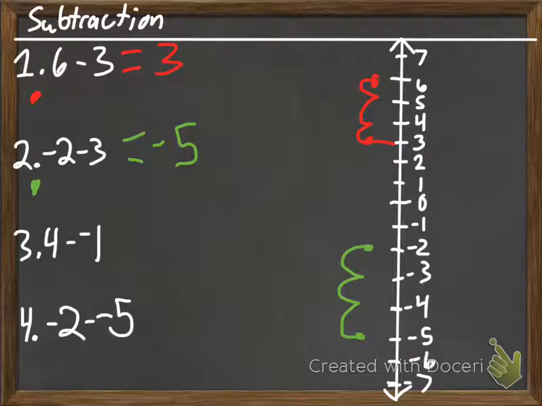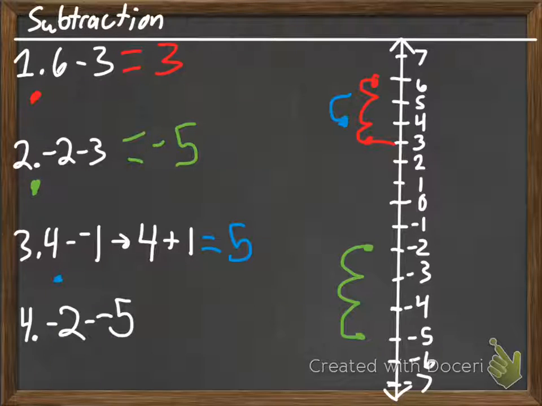Now the next case is very interesting, the next two. We have a positive subtracting a negative. Now this is actually an improper notation to write. We don't write two negatives. What happens is those two negatives change into a positive. So this actually turns into 4 plus 1. So when we do this, we want to do 4 plus 1. So we're here at 4, we add 1, and we get to positive 5.